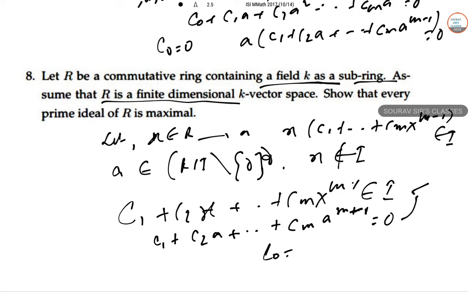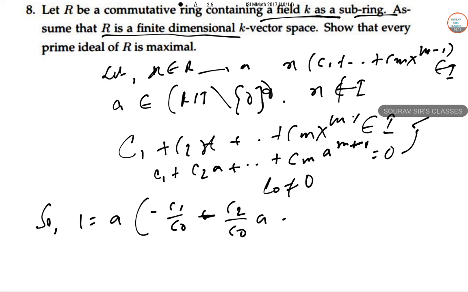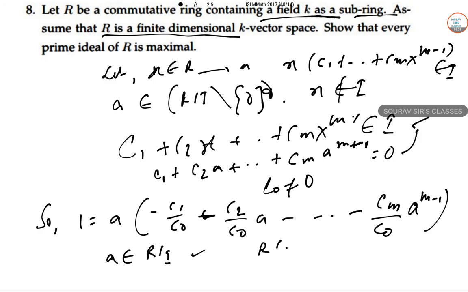So c0 is actually not equal to 0, and we have 1 equal to a times (minus c1 by c0, minus c2 by c0 into a, and so on, minus cm by c0 into a to the power m minus 1). So now a belongs to R by I has a multiplicative inverse, and R by I is a field, and I is a maximal ideal. Hence proved.